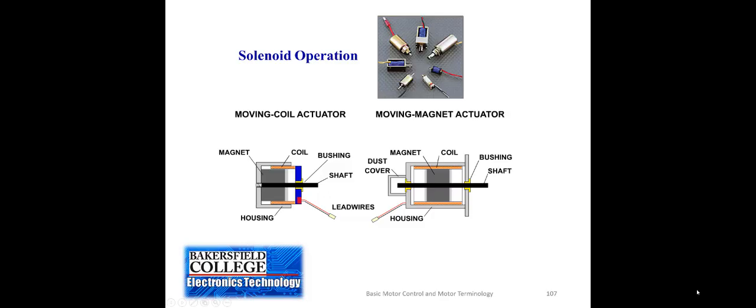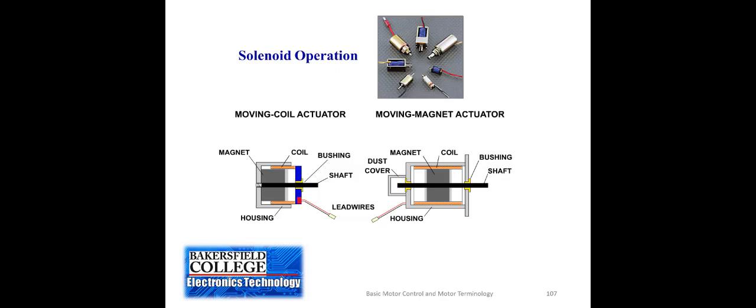Now there are a couple different ways of a solenoid operating. We can have a solenoid that has the coil itself move. We can also have a solenoid where the internal part, that's either a magnet or a piece of metal usually made out of steel, is what moves. So either way, we have different methods of moving the shaft inside the solenoid.